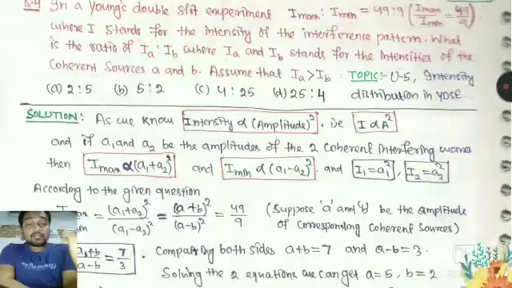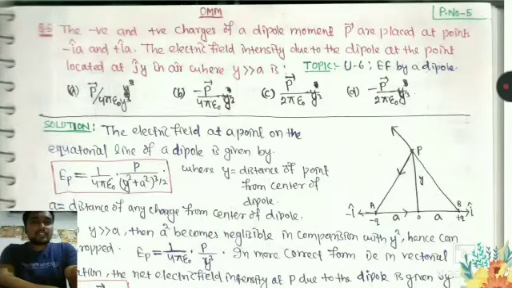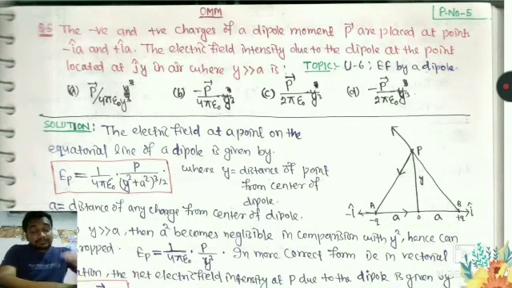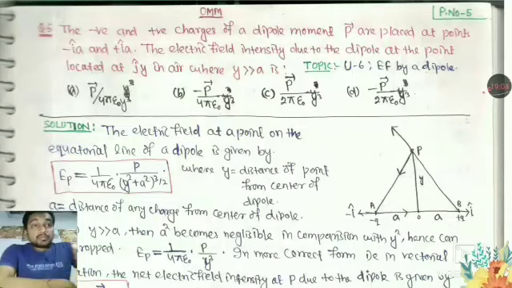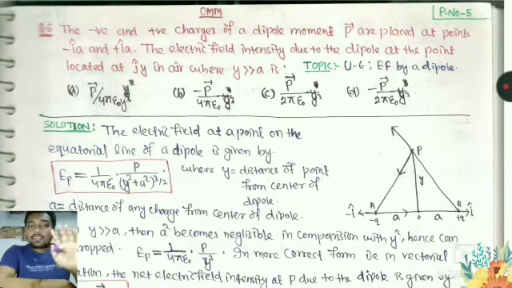Okay, next go to the dipole moment at the equatorial line. This is the question from electric dipole moment. We know, what is a dipole? A dipole consists of two equal and opposite charges separated by a small distance. Consider a dipole, and dipole moment P is equal to Q, the charge of either of the charges, into the distance between them.